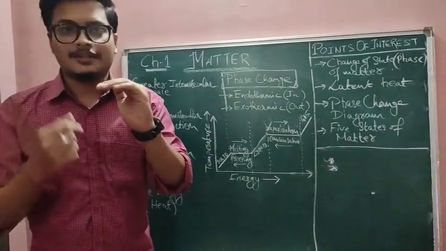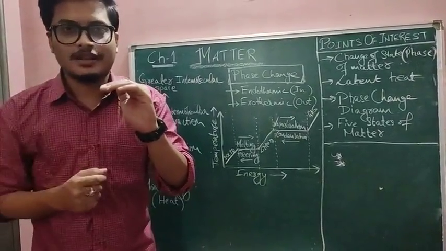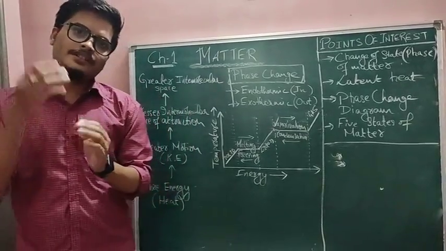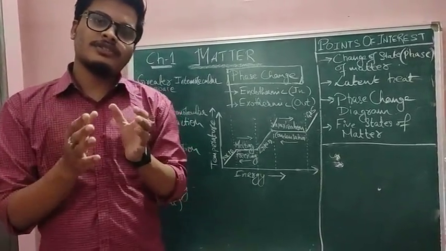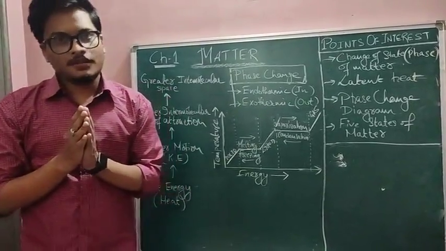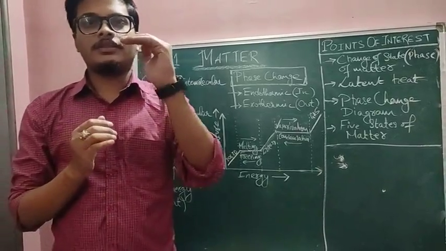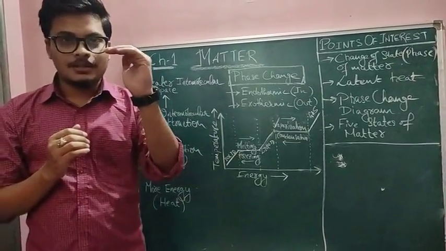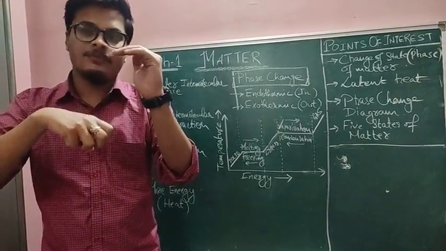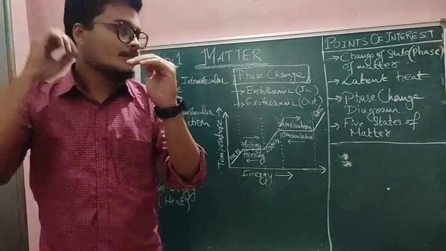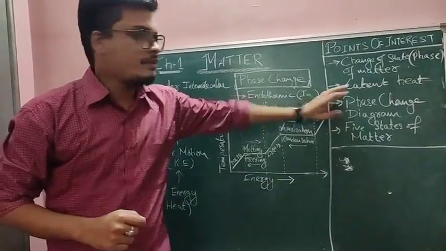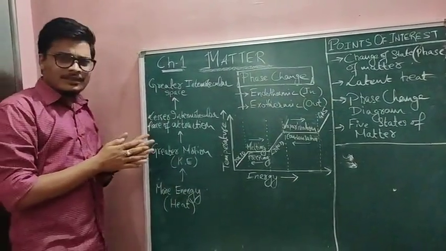It does not rise fast. After that, it does not rise. Why? Because after 100 degrees Celsius, the water changes its phase from liquid phase to gaseous phase. Clear? So at this point, the temperature is constant, but it is still absorbing heat. And this heat, which changes the state without changing the temperature, is called latent heat. Clear?